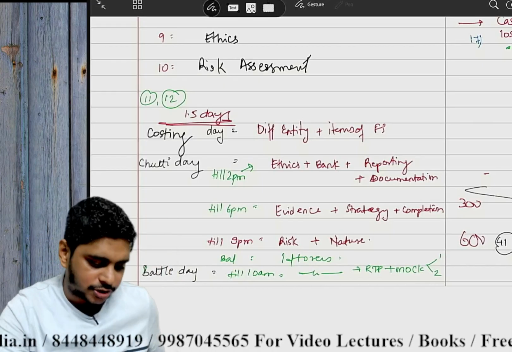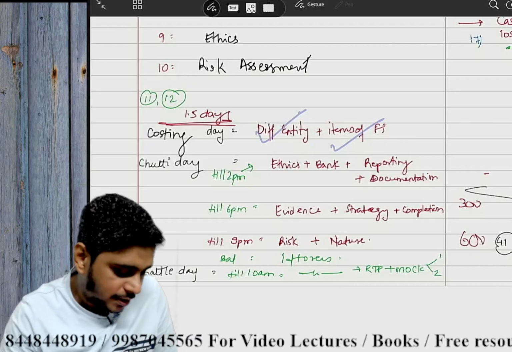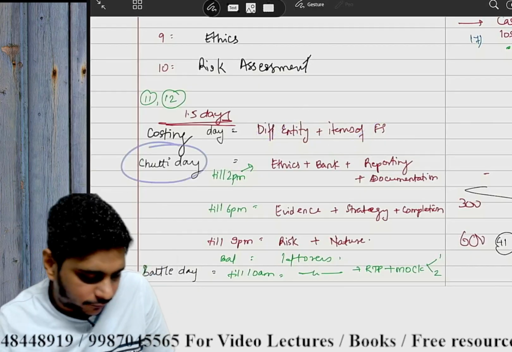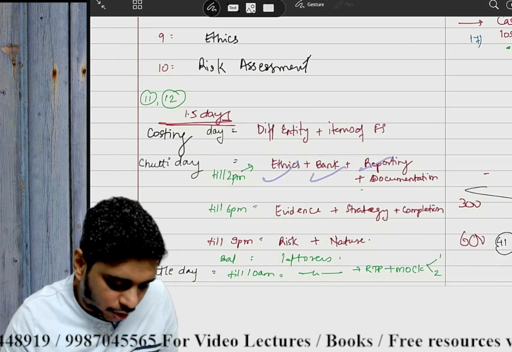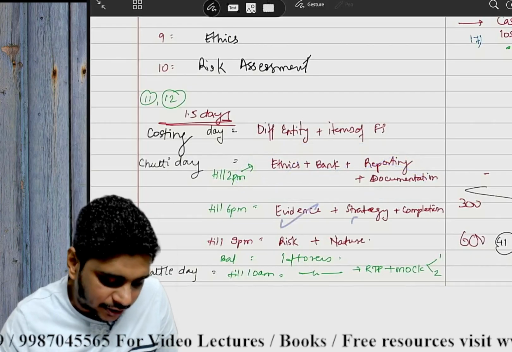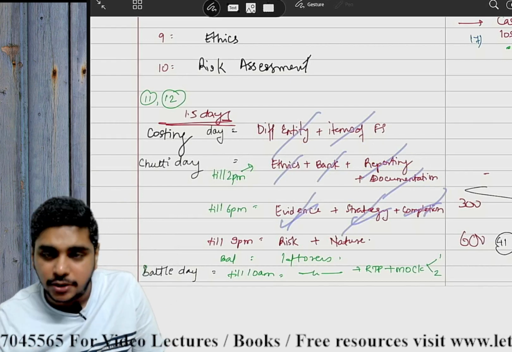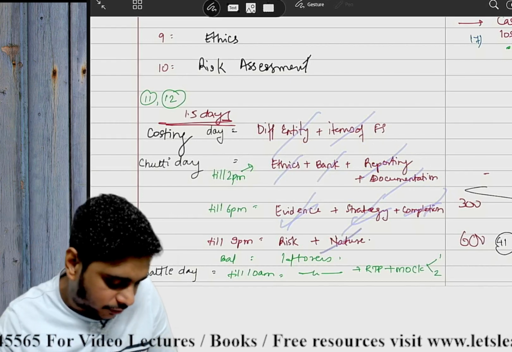When you appear for your costing paper, you will first finish different entity plus items of financial statement. On the holiday, what will you do? Ethics, bank, reporting, documentation till 2 p.m., before you break for lunch. Post lunch break, you will do evidence, strategy and completion. So 1, 2, 3, 4, 5, 6, 7, 8, 9, till you finish off your dinner. Nature of audit and risk assessment.